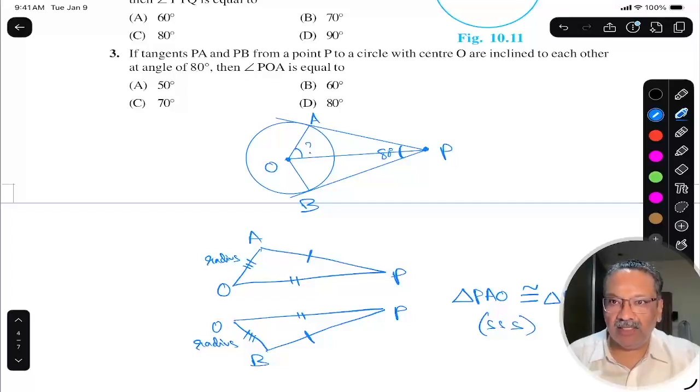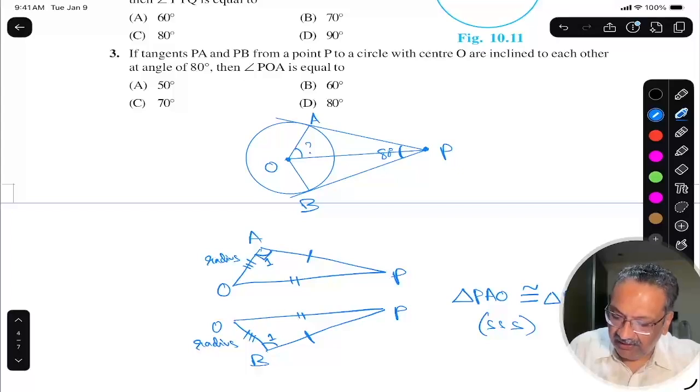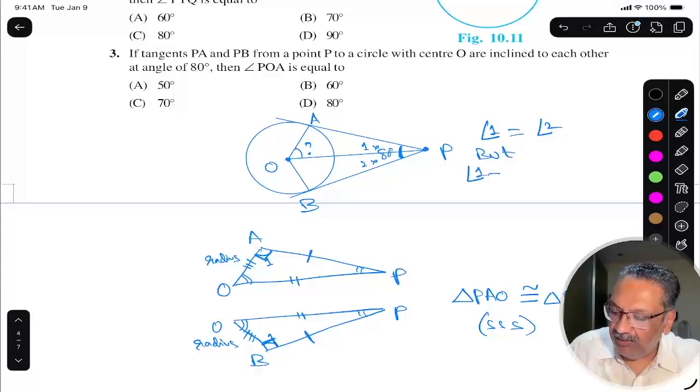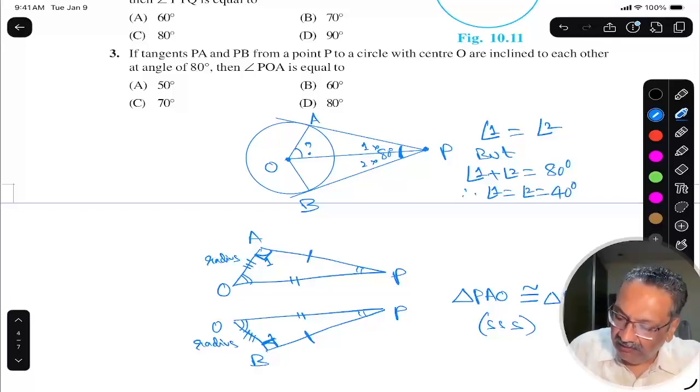So when the two triangles are congruent, all the corresponding angles are equal. So this angle is equal to this angle, which is 90 degrees. This is already known to be 90 degrees. Now this angle is also equal to this angle, and this angle is equal to this angle. Now they are asking what is this angle. Now this is 80 degrees. So these two angles are equal. Angle 1 and angle 2 are equal, but angle 1 plus angle 2 is equal to 80 degrees. Therefore angle 1 equals angle 2 equals 40 degrees. So this angle is 40 degrees.